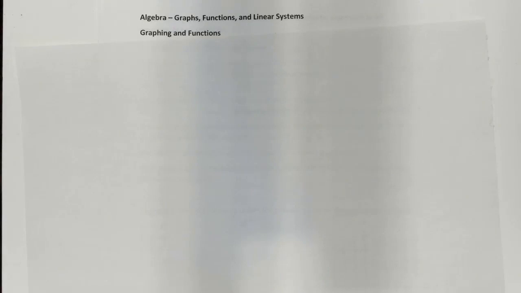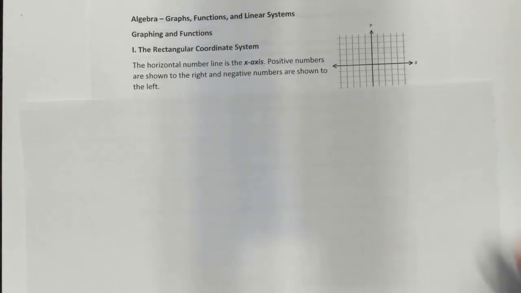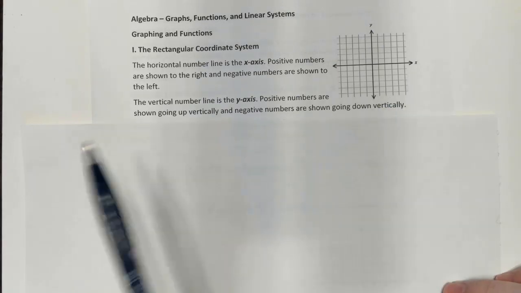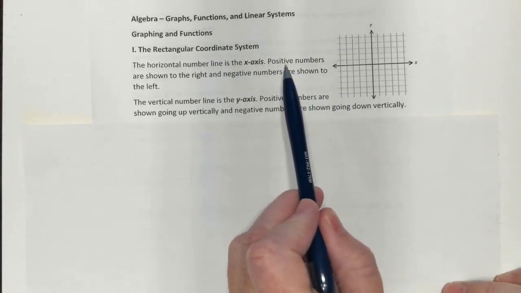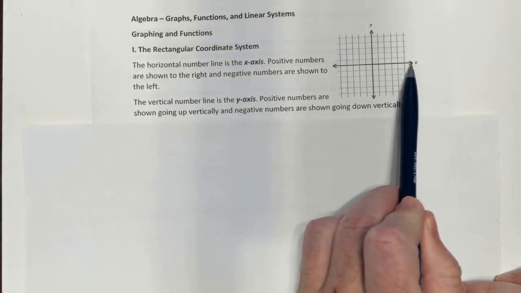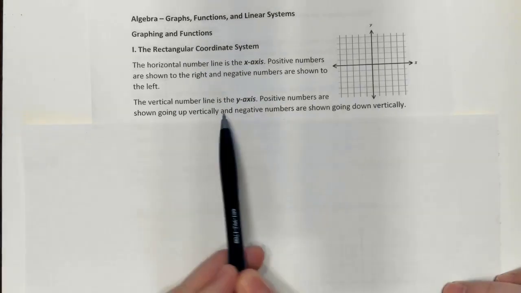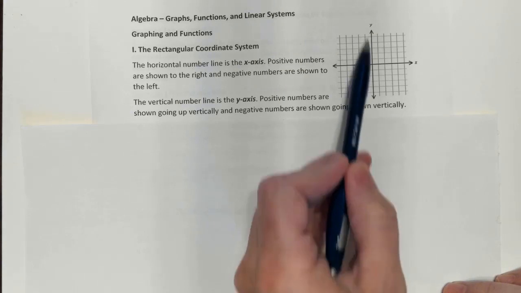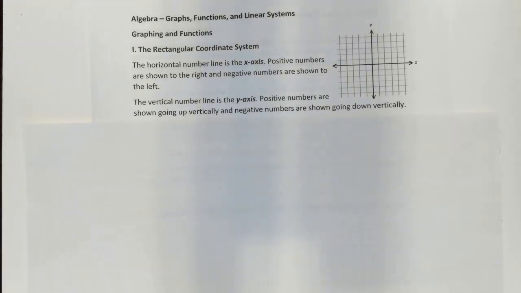All right, let's talk about graphing. So the first thing we got to discuss is the rectangular coordinate system. So here's that. The system is made up of the x-axis, which is the horizontal line. Positive numbers will be on the right side, so these will be the positive end, this is the negative end. For the y-axis, the positive numbers are vertical, going up, and the negative numbers are down vertically.